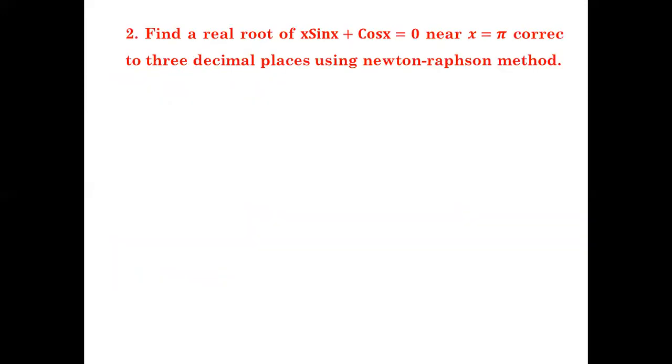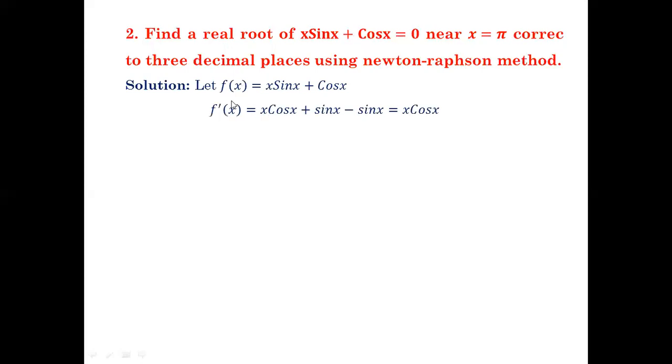The next example, find the real root of x sin x plus cos x equals 0 near x is equal to pi, correct to 3 decimal places using Newton-Raphson method. In solution, consider the function f of x equals x sin x plus cos x. Then find f dash x.